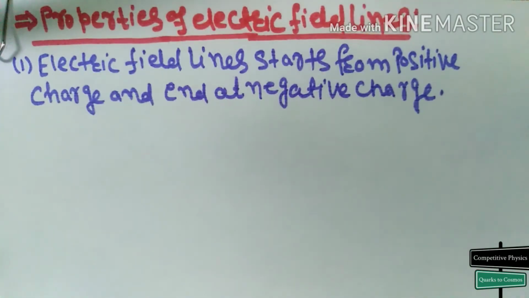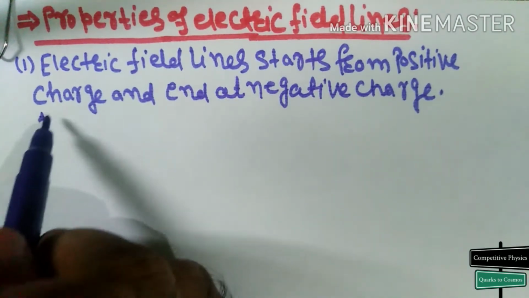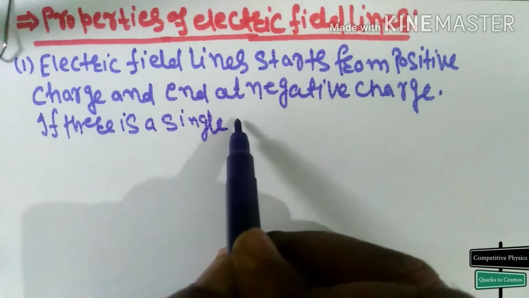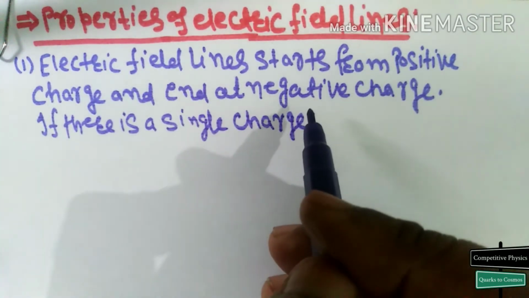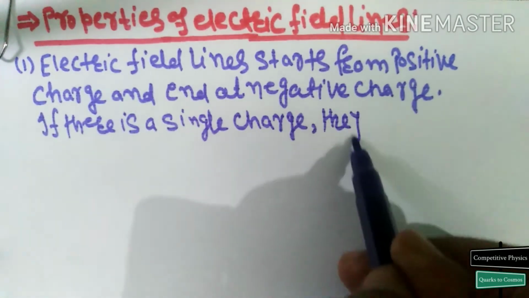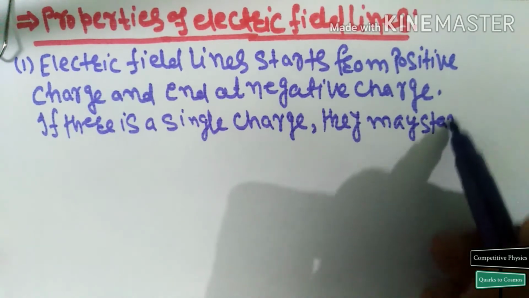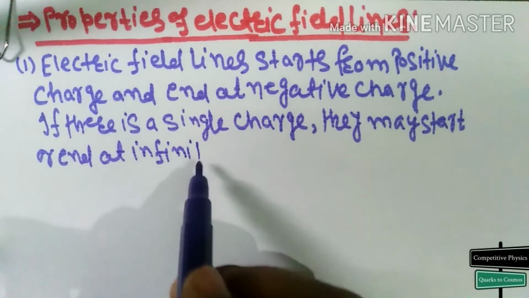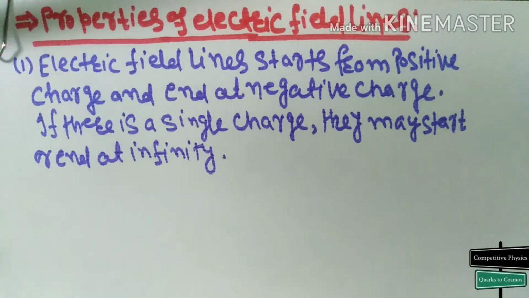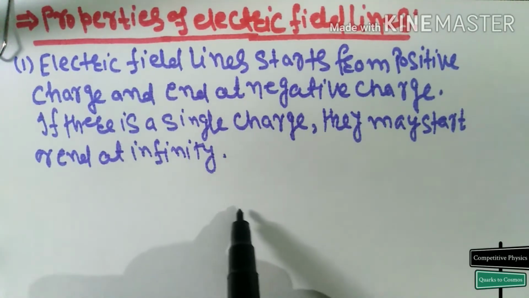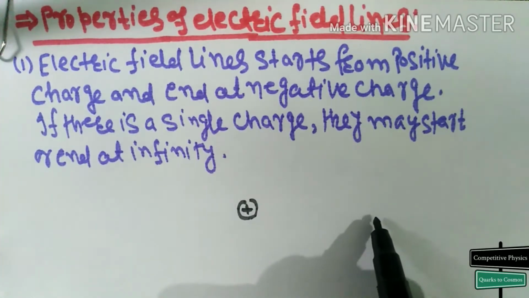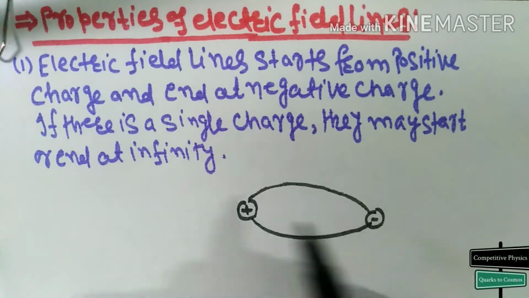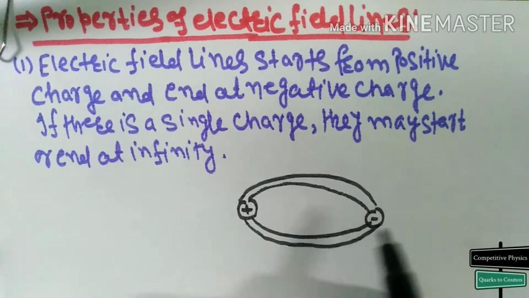Okay, and if there is a single charge, they may start or end at infinity. So if you have a positive charge here and a negative charge here, then what will happen? It will start from the positive charge and end at the negative charge, like this. Start from positive, end at negative.